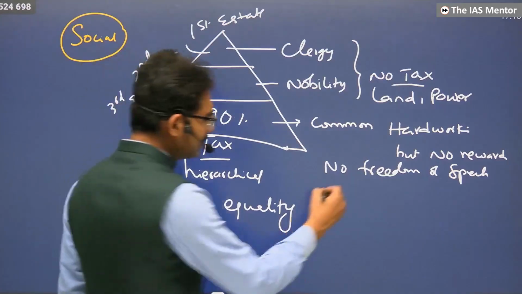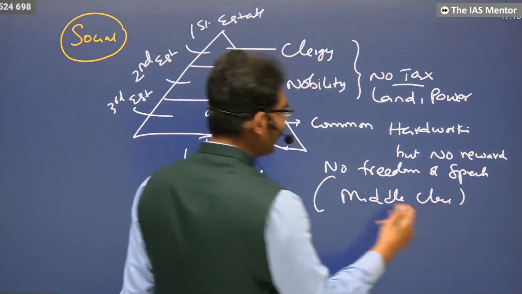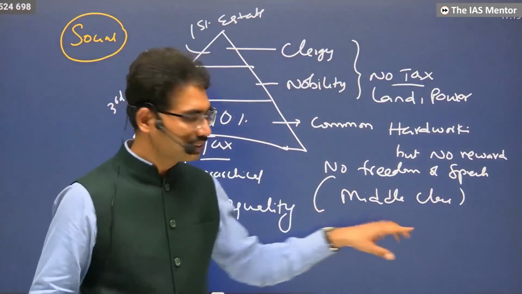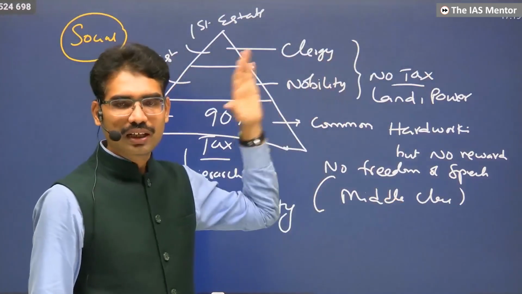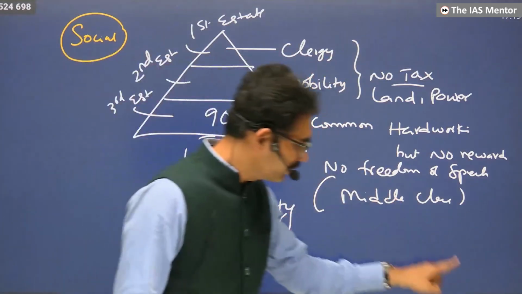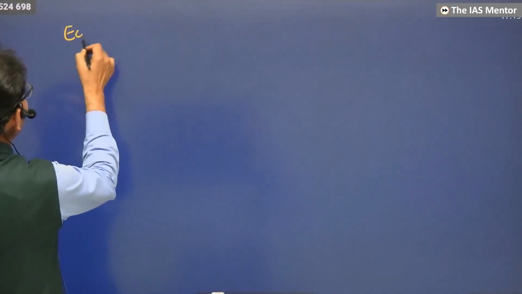In this, there is a section called middle class. Middle class were very aspirational. They are paying the tax, they are a very hard-working class, but they are not given access to the higher status and higher levels of bureaucracy. That's where this middle class is going to create a revolution inside France. Social, done. Economic. What are the economic factors?